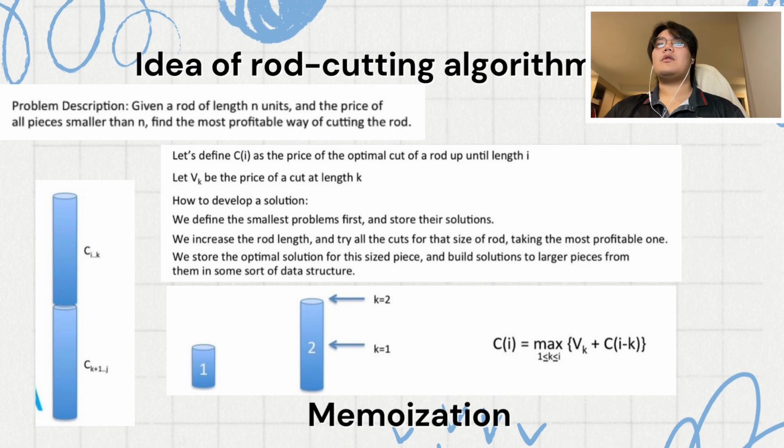How to develop a solution? We define the smallest problem first and store their solutions. We increase the rod length and try all the cuts for the size of the rod, taking the most profitable one. We store the optimal solution for this size piece and build solutions to larger pieces from them in some sort of data structure.